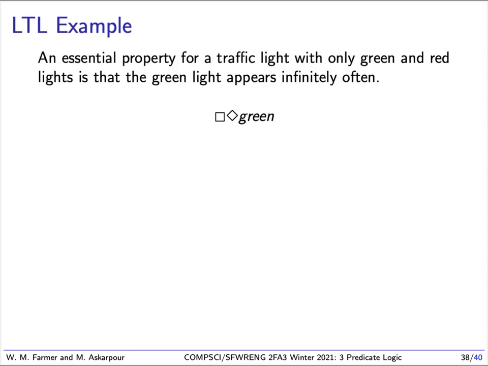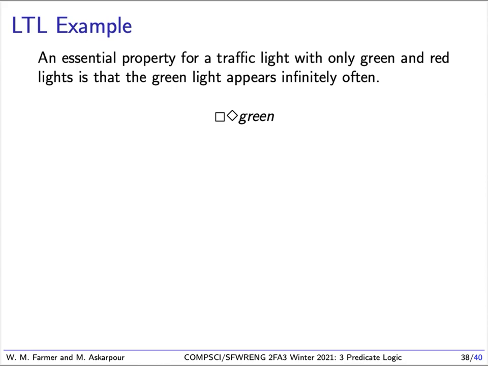So LTL could also be simply used with propositional logic, so without predicates, basically. But obviously, that is only useful for simpler examples. Let's see the following example. An essential property for a traffic light with only green and red lights is that the green light appears infinitely often. So starting from any point in time, at some point in the future, we want the light to turn green. So at each point, eventually green light, or diamond green light. And then since we want this to hold for all the time instants, we add a globally or a box operator on its left.